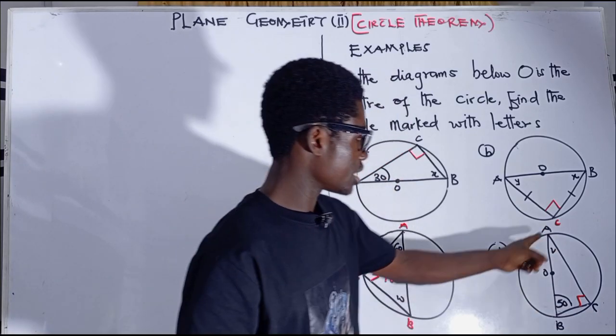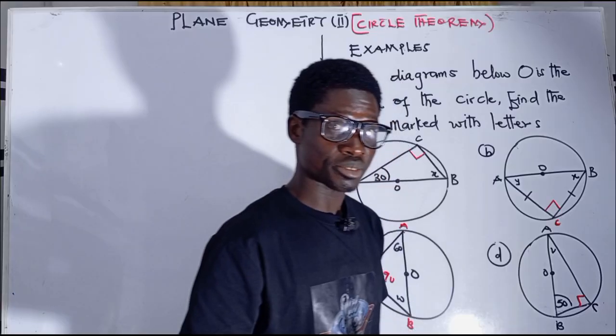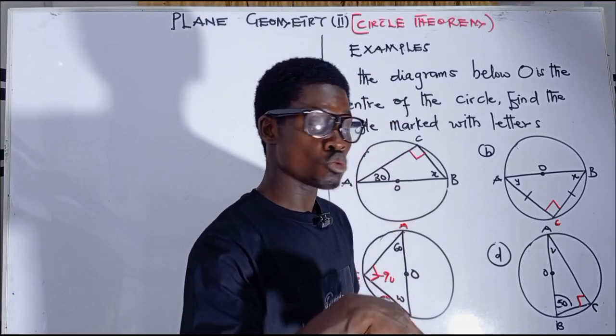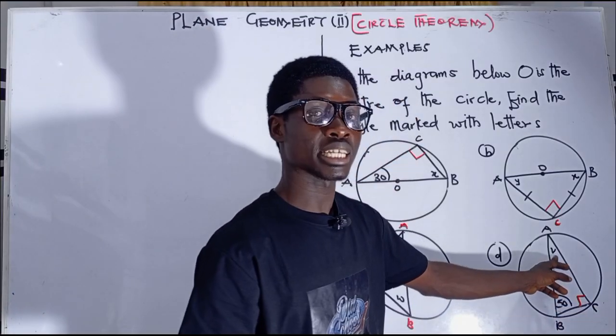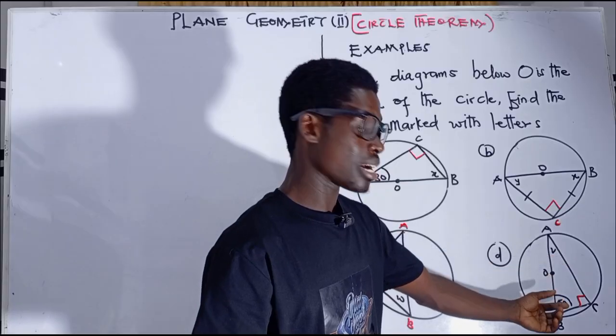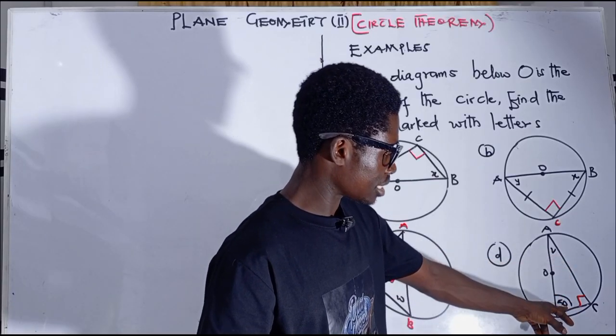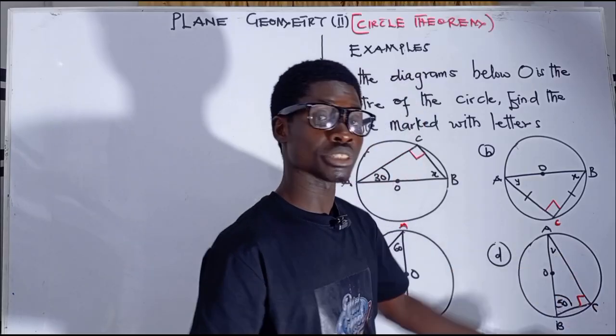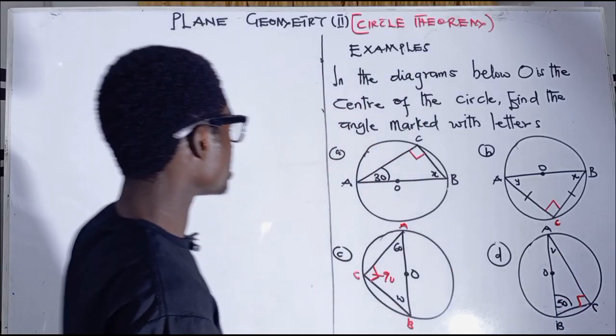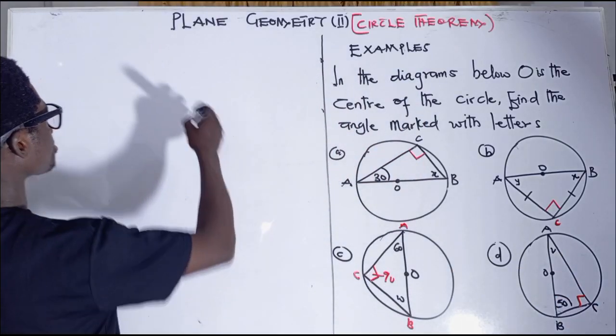We can also observe that ABC is a triangle. Can you see it? ABC is a triangle. And in a triangle, when you know two of the angles, you can find the third angle. So we are going to apply the interior angle of a triangle to solve this particular question. So we know that this angle plus this angle plus this angle should give us 180. Very, very easy to understand.